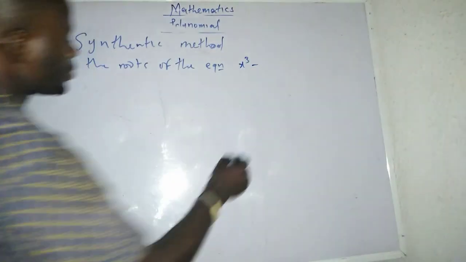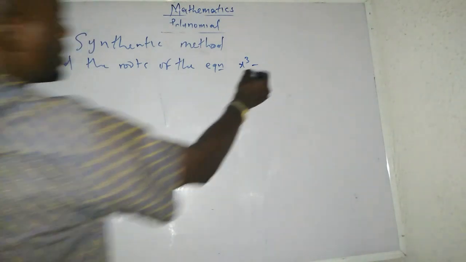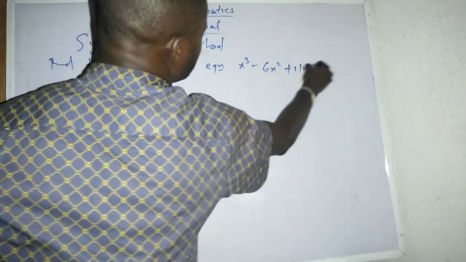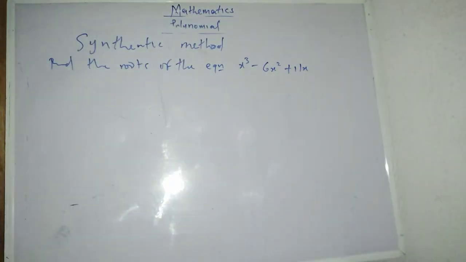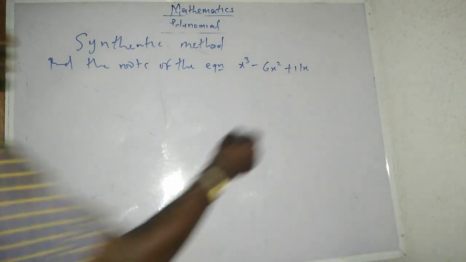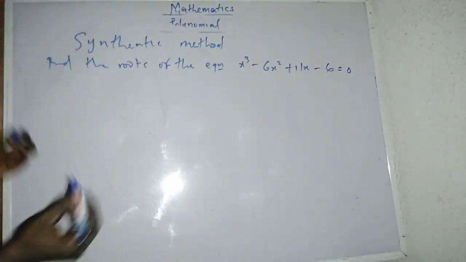x raised to power 3 minus 6x squared plus 11x minus 6 equals 0. I want to use the synthetic method. This method is very simple.